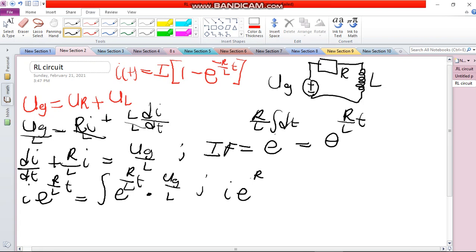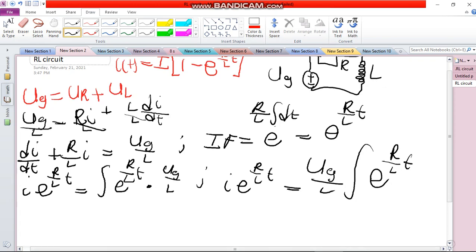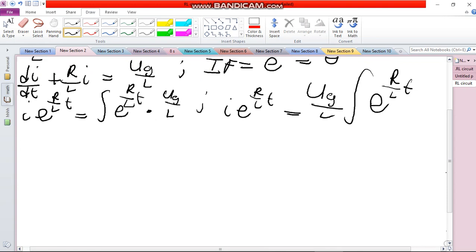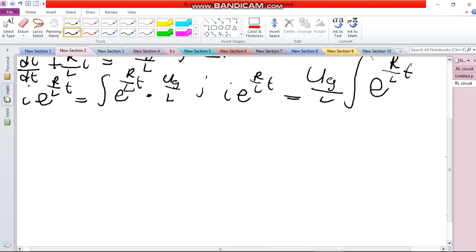E to power R over L t times i will be equals to the integral. Okay, let me take Ug over L out, and then I will have e to power R over L t. On my left hand side I still have e to power R over L t, and then on my right hand side I have now Ug over L multiplied by the integral of e to power R over L t.